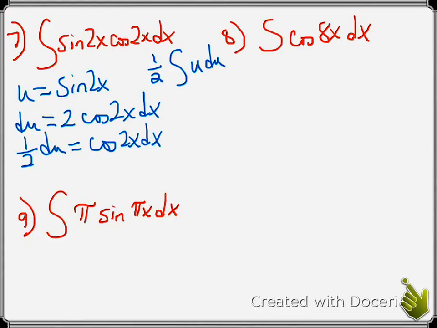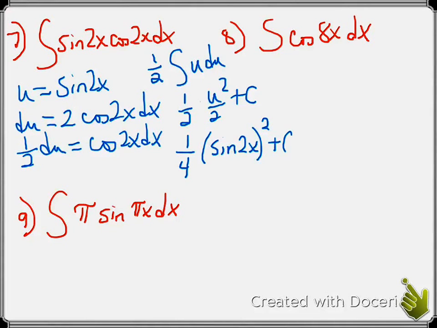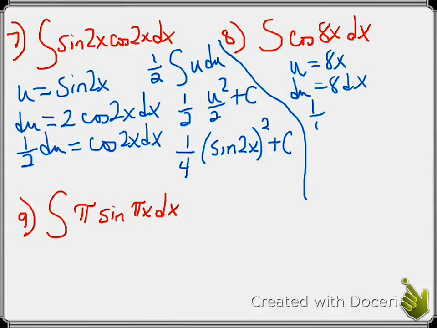So I'll end up with 1/2 times u squared over 2 plus c, which will be 1/4. Put my sine 2x back in, plus c. All right, number 8, I'll let u equal 8x. Du equals 8 dx. 1/8 du equals dx.